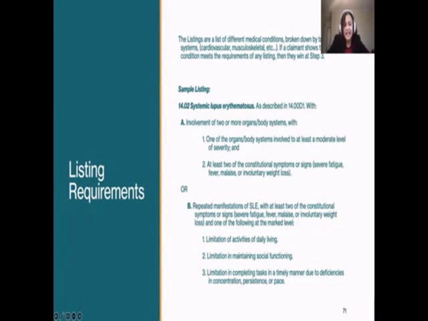So I have here again an example of a listing. This is for systemic lupus erythematosus, and it just goes through and shows what an individual must show that they have in order to find that they meet that listing for lupus. So this is just a refresher from Tuesday.